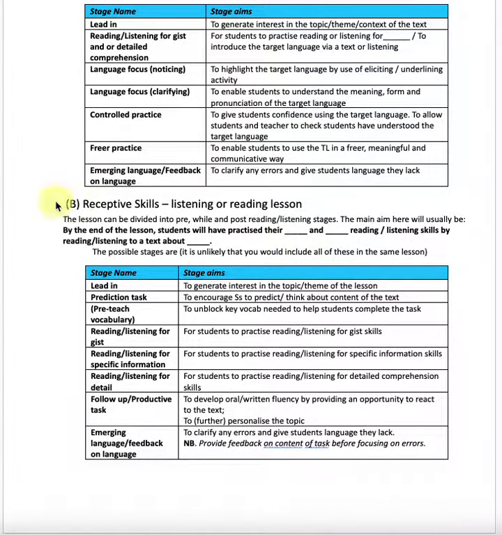If you're doing a receptive skills lesson, you might have something very similar. You've got, by the end of the lesson, students will have practiced there, and here you need to say what sub-skills of reading or listening they're doing, and then what the text is about. And then again, you would choose the appropriate stage names and stage aims. Normally for a receptive skills lesson, you've only got maybe 4 different stages. You would not have all of these stages, so bear that in mind.